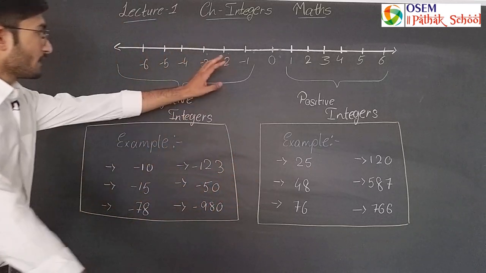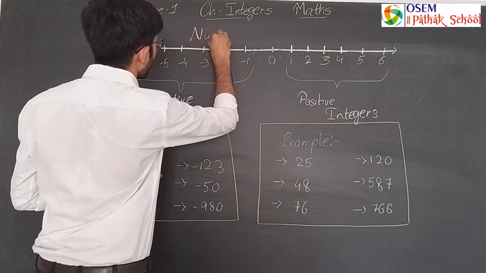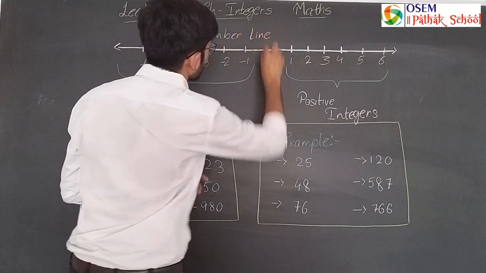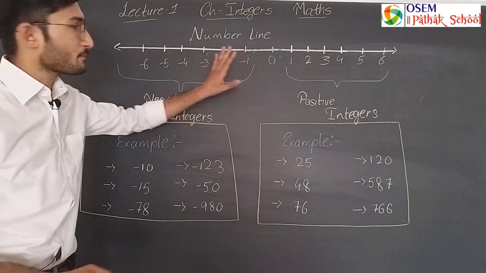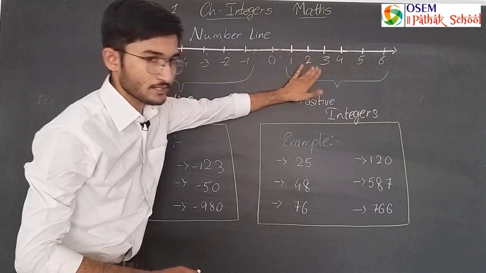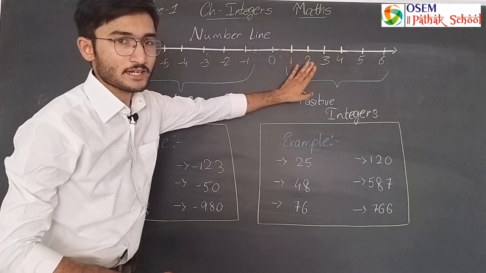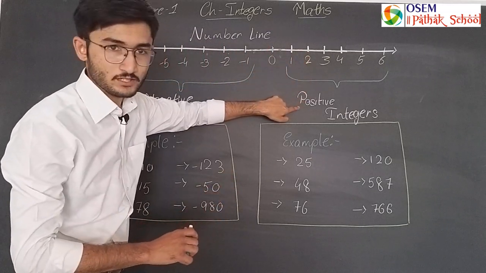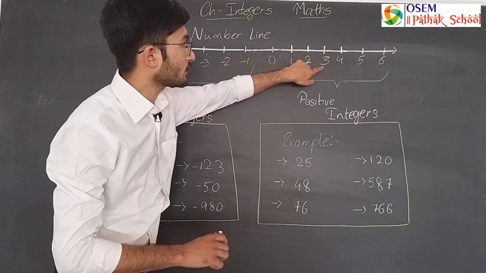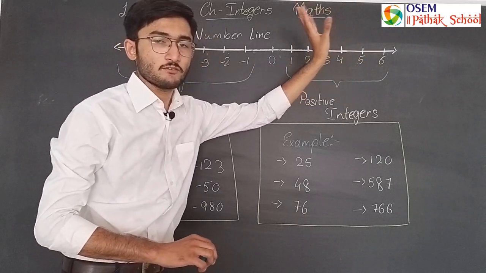Here, as you can see, this is a number line. The line on which we represent the numbers starts from 0, with the positive numbers on the right side and the negative numbers on the left side. The numbers which lie on the right side of the 0 are known as positive integers. They are all the natural numbers starting from 1, 2, 3, 4, 5 and so on, and we can take it to infinity wherever we want to go.